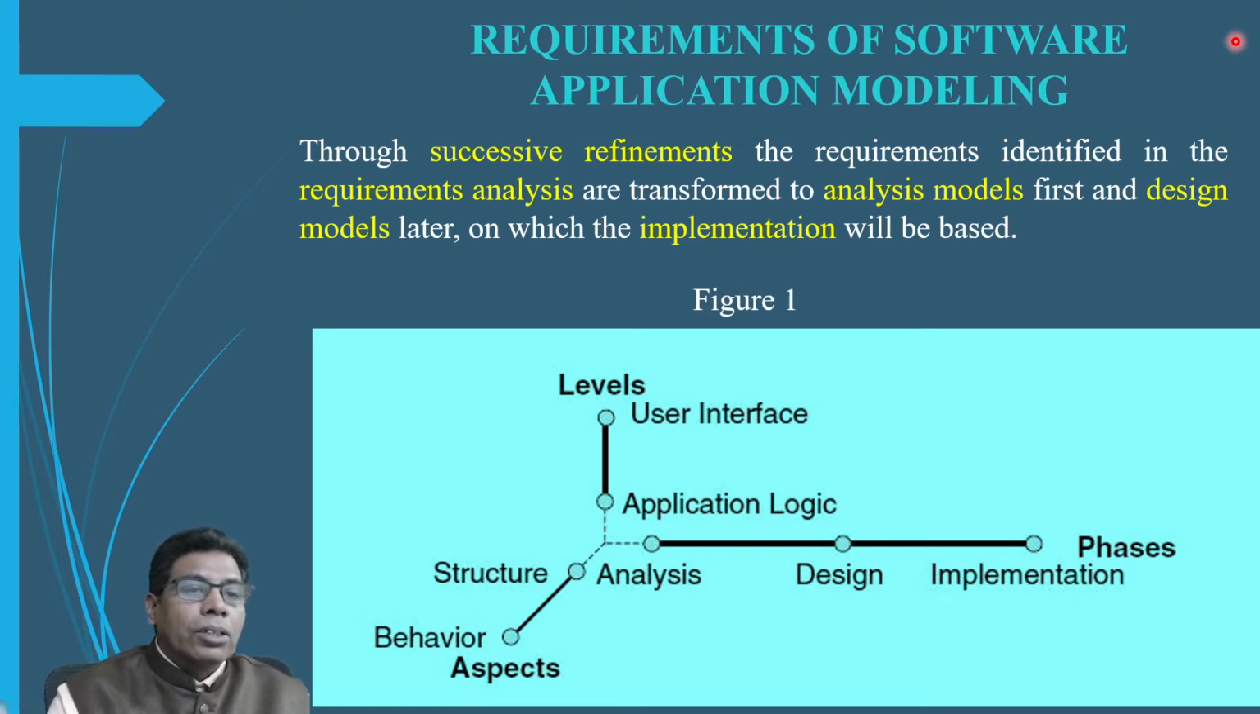So if you look at the figure, here we have the levels. So here we have 2 things: application logic and the user interface in the levels. Then in the aspects we have the structure and behavior, and in the phases we have the analysis phase, and then the design phase and the implementation phase. So this is how the requirements of a software application will have these 3 dimensions: levels, aspects and phases.